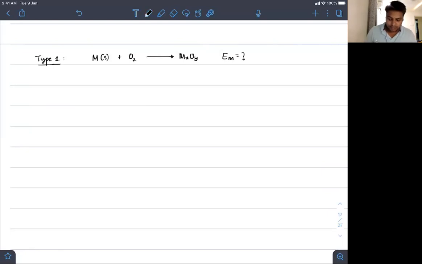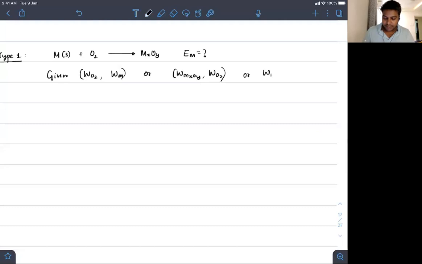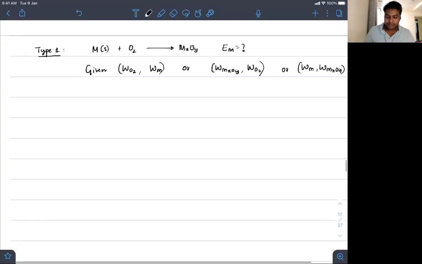The information given will be either weight of oxygen and weight of metal. This is one. Or you will be given weight of metal oxide and weight of oxygen. This is the second thing. Or you can be given other ways also, metal and metal oxide also you can have. Or we can have weight of metal and weight of metal oxide. Like this, the information will be given and you have to evaluate what is the equivalent mass of the metal.